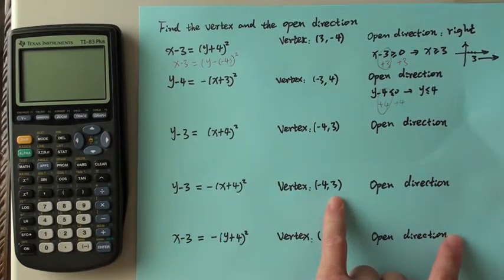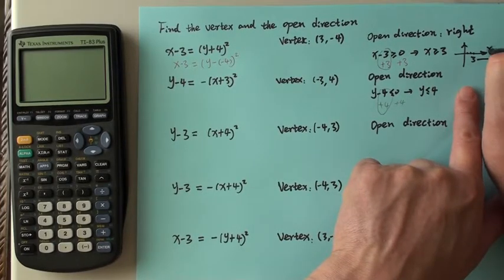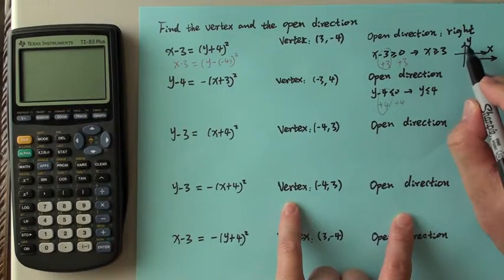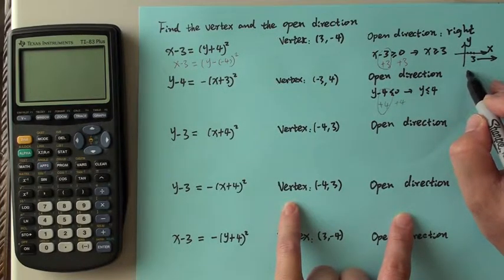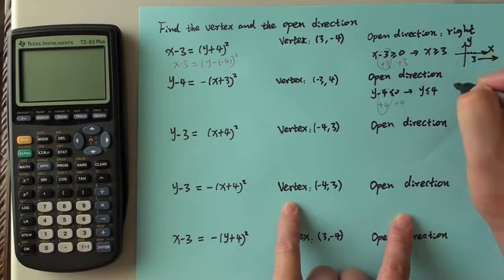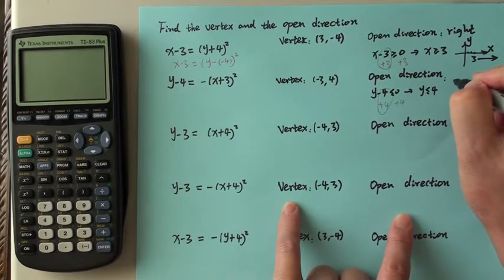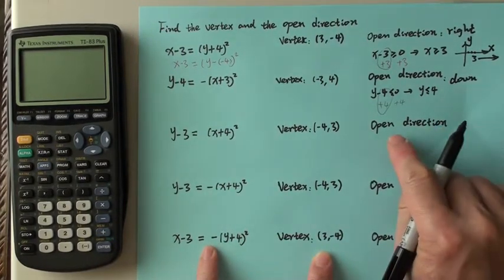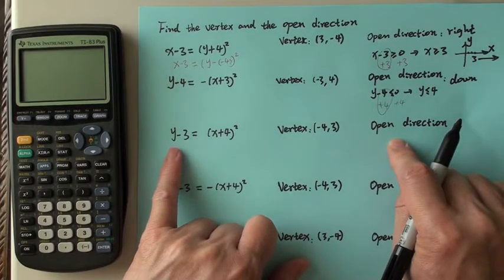Well, you may draw a picture. This is x, this is y. Upstairs is positive, downstairs is negative. So it's less than 4, so it's from 4 going down. Then there is no problem. Here is downward.